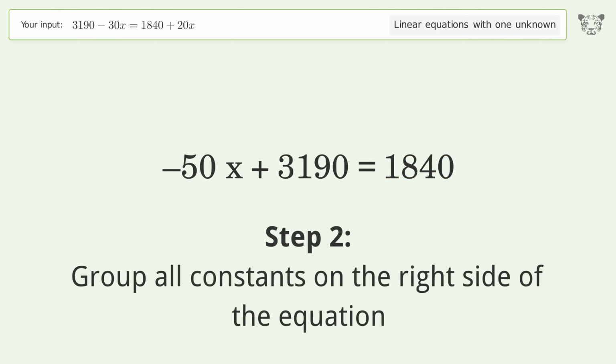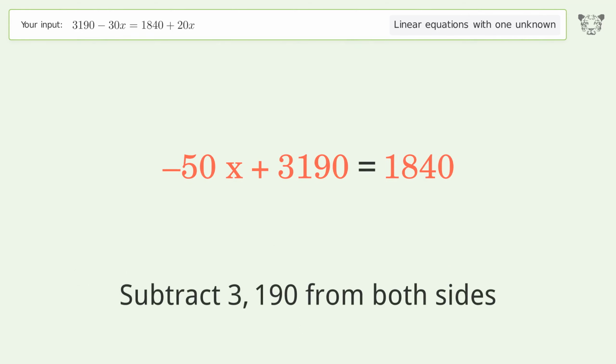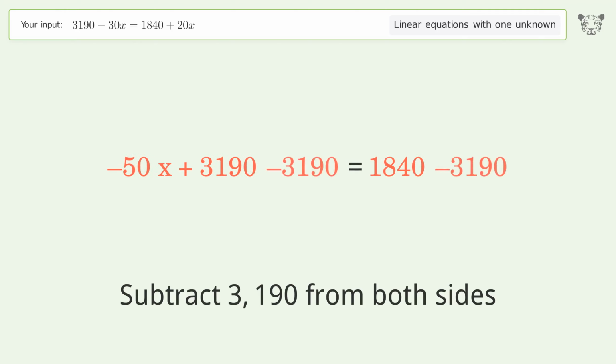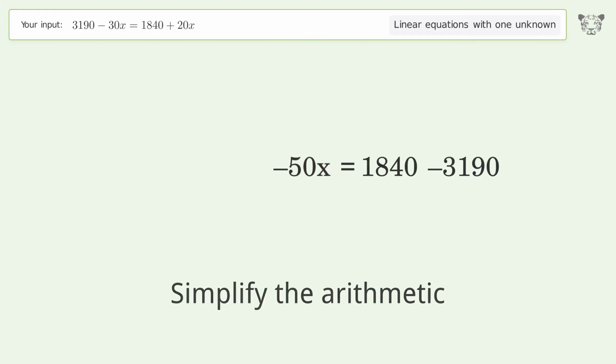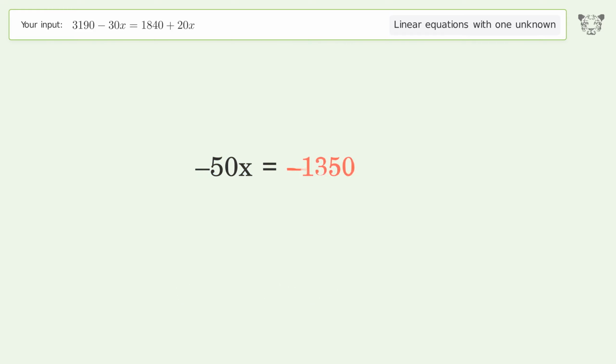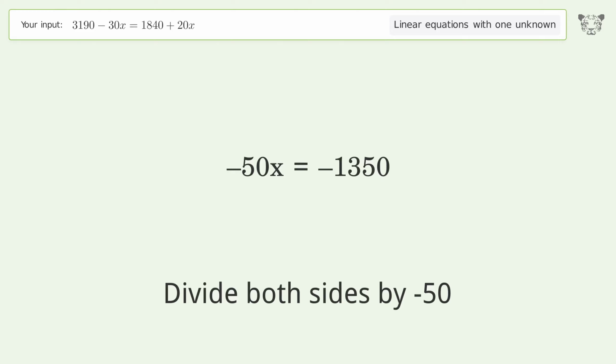Group all constants on the right side of the equation. Subtract 3190 from both sides. Simplify the arithmetic. Isolate the x. Divide both sides by -50.